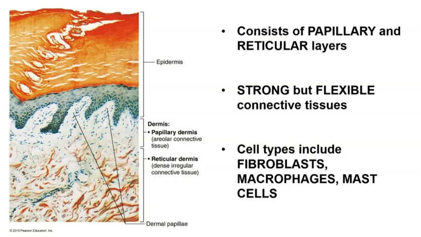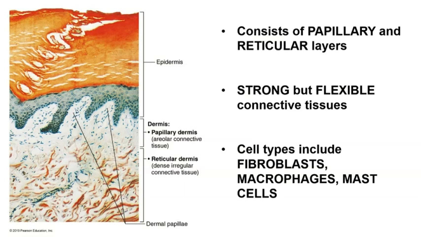So the dermis has 2 layers. It has the superficial papillary layer and then the deeper reticular layer. Unlike the epidermal layers, these 2 layers, papillary and reticular, really have no distinct boundary between them. We see that the dermis is a strong but flexible connective tissue, so we've got a tissue type change between the epidermis and the dermis. Recall that the epidermis was an epithelial tissue, but the deeper dermis is a connective tissue.